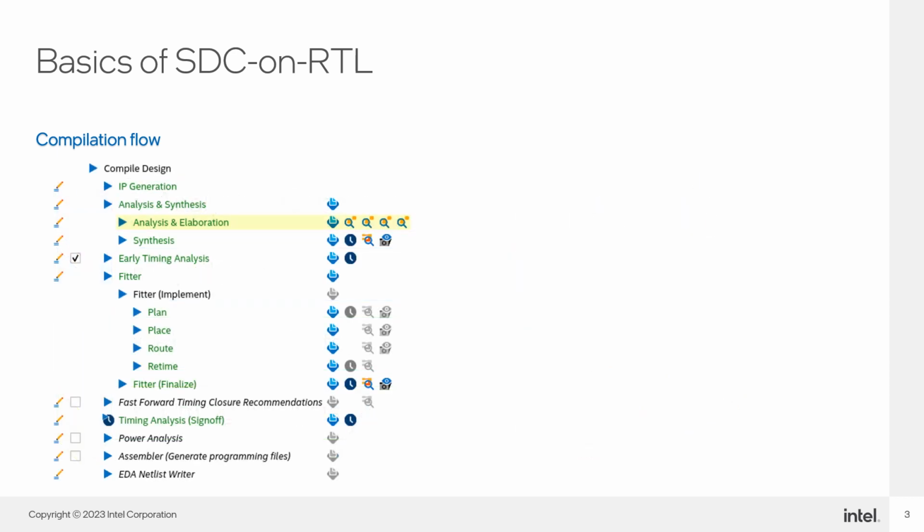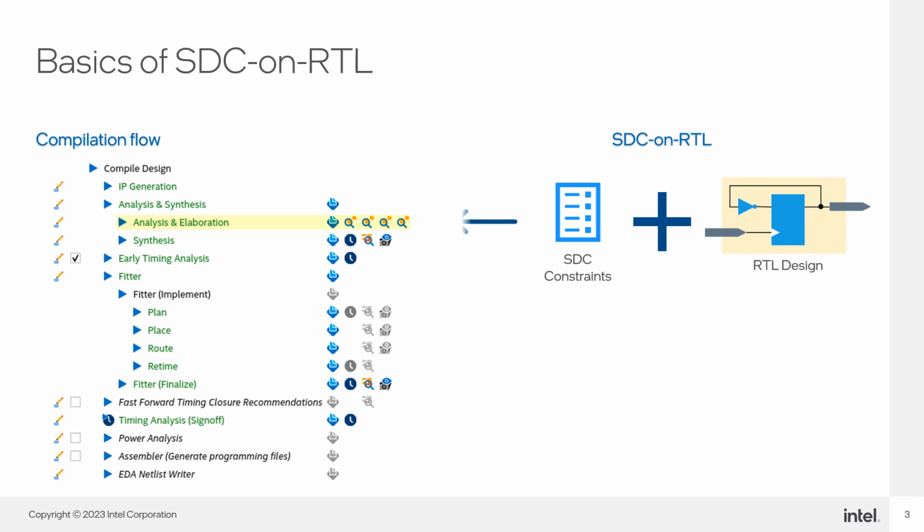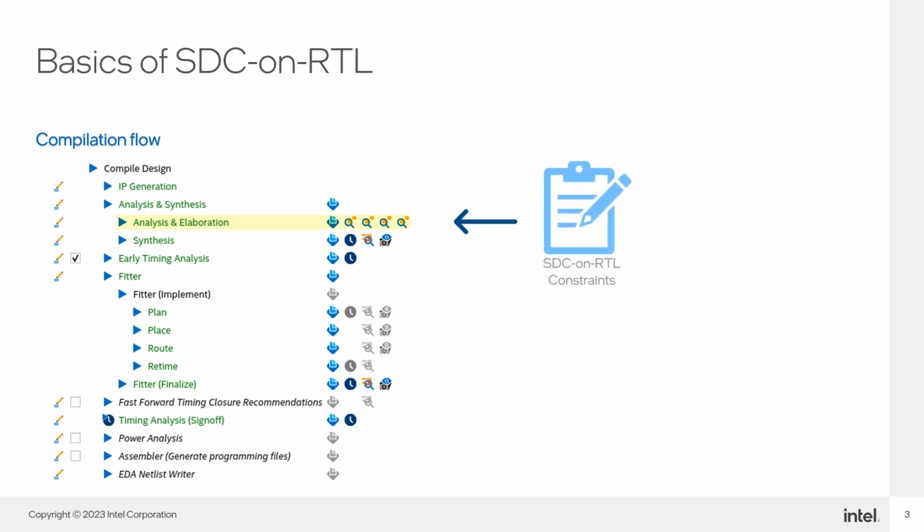The Intel Quartus Prime Pro software equips you with capabilities to assign and evaluate constraints early in the compilation flow, specifically during the analysis and elaboration stage. This is made possible through the integration of the early timing analysis flow and SDC-on-RTL support, a feature introduced in version 23.3 and beyond. This innovative approach allows you to seamlessly integrate SDC constraints that target elements within the generated design netlist using the same names as in your RTL design.